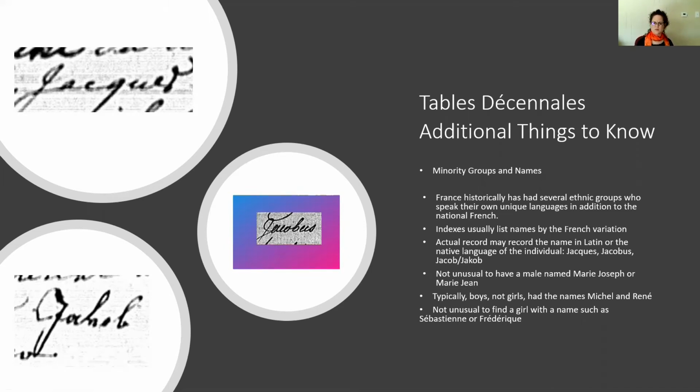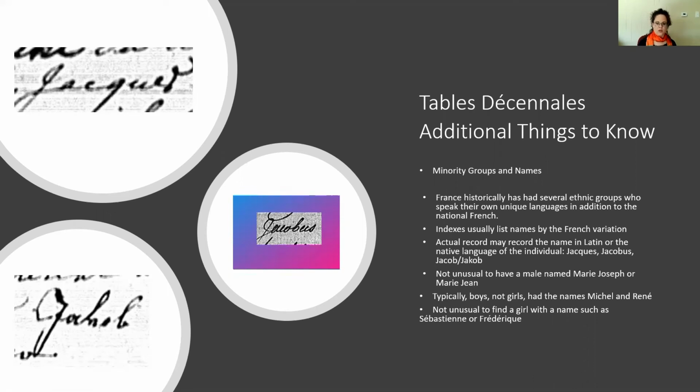Some of the variations that are common are, for example, Magdalena would be a German variation of Madeline, or you'll have Anna Maria instead of Anne Marie. So just things like that.